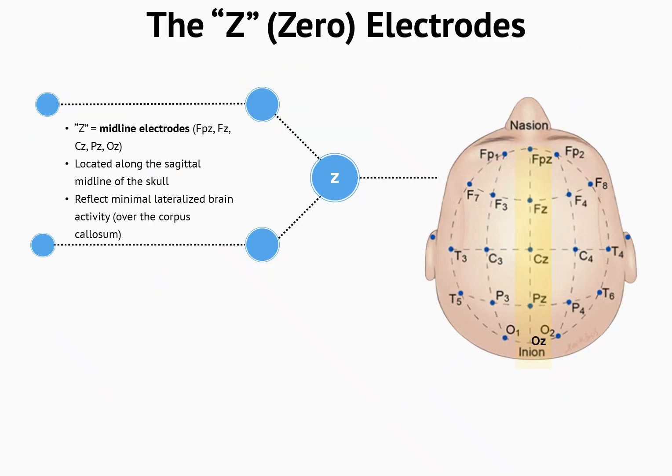Okay, so now for our electrodes with a Z. These are the ones here, such as FPZ, FZ, CZ, PZ, and OZ. All these lie along the midline of the skull. The Z stands for zero, and it represents no left or right bias. So essentially that's saying there's minimal lateralization on this line. These electrodes capture signals from both hemispheres equally and reflect activity across the sagittal midline, especially over the corpus callosum.